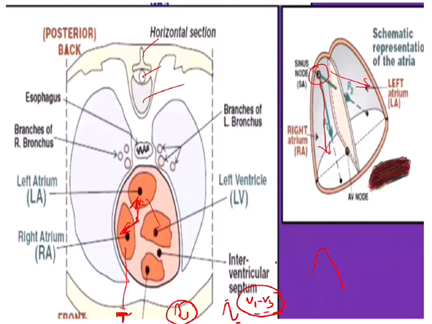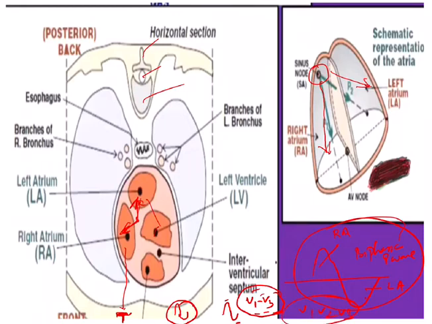So the biphasic P wave, if we see here, this part is due to the contraction of the right atrium, and this part is due to contraction of the left atrium. Contraction means depolarization of the right atrium, and this is due to depolarization of the left atrium, and it is called a biphasic P wave.